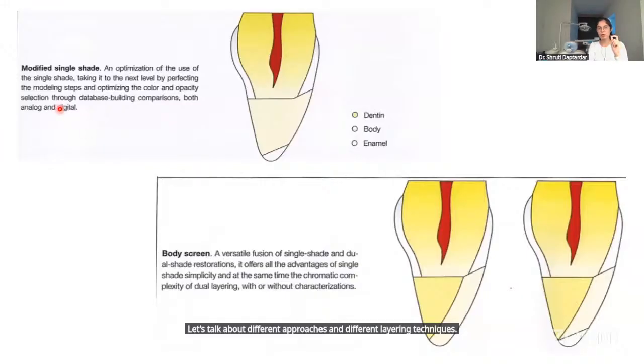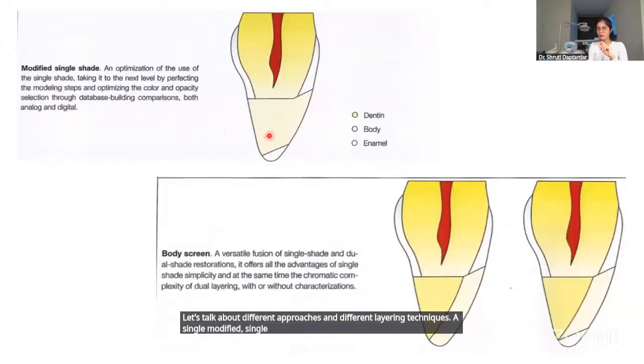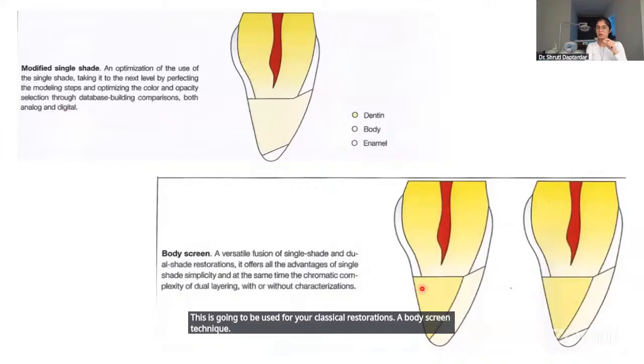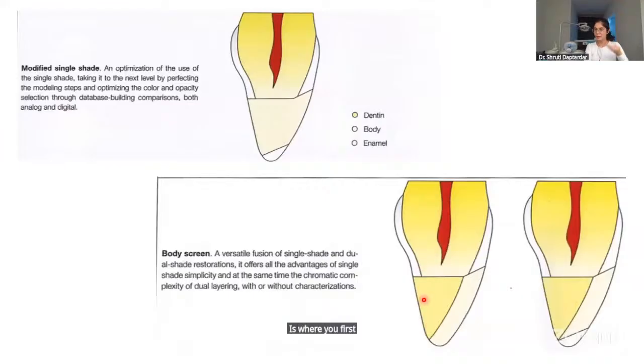A single modified single shade where you are going to restore majority of the cavity with a body shade and then only the incisal area with your enamel. This is going to be used for your class 4 restorations. A body shade technique is where you first layer a dentine shade, which is going to be your base. Then on the top of it, you're going to add a body shade. This will be primarily used when you're restoring a class 3 cavity.